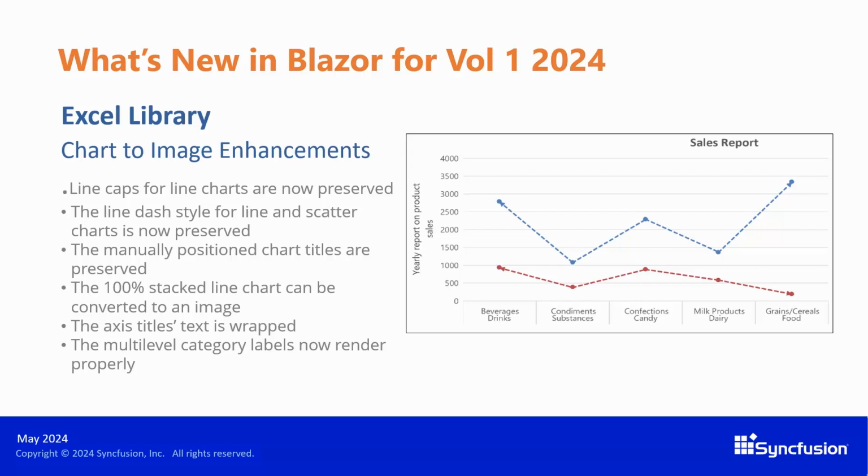Line caps for line chart are now preserved. The line dash style for line and scatter charts are now preserved. The manually positioned chart titles are preserved. The 100% stacked line chart can be converted to an image now. The axis titles text is wrapped. The multi-level category labels now render properly.